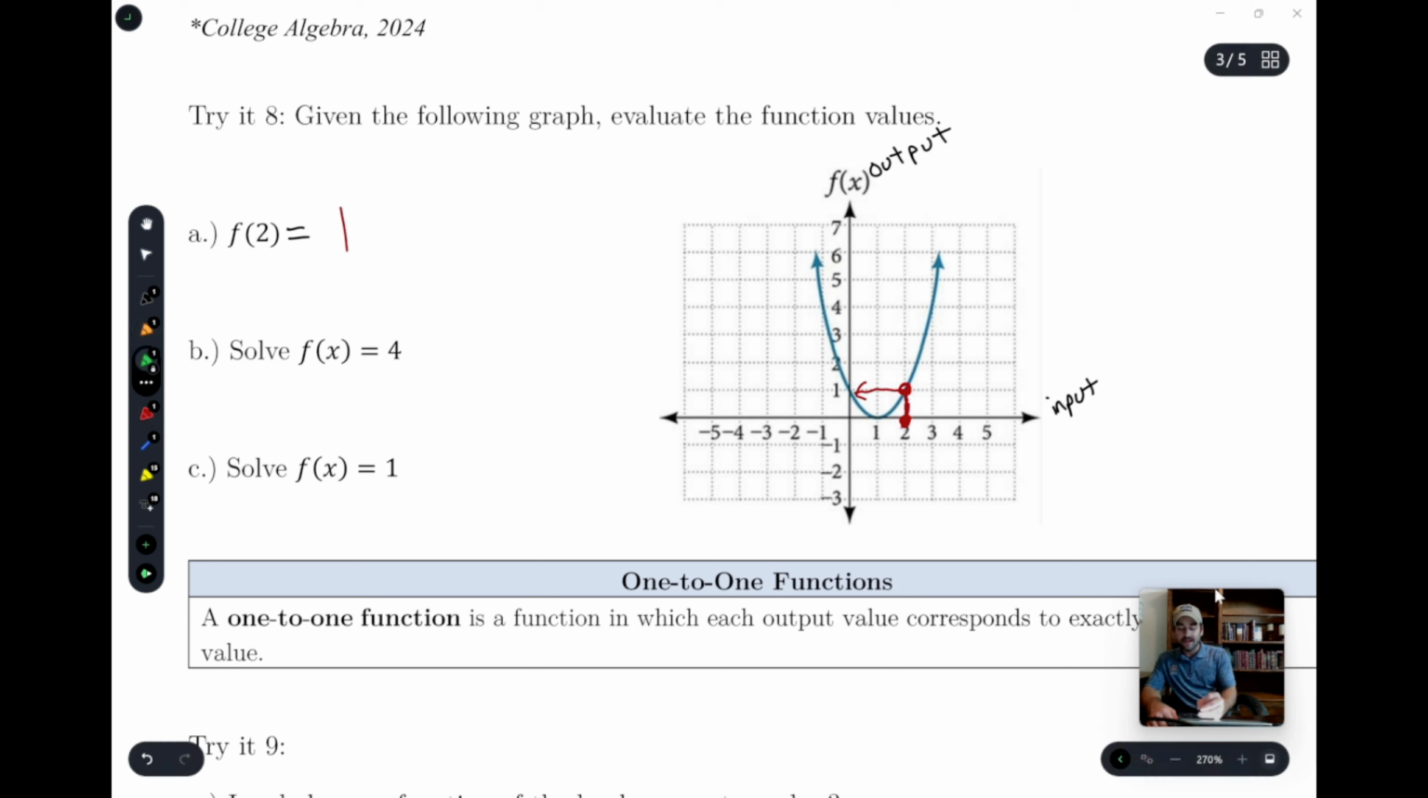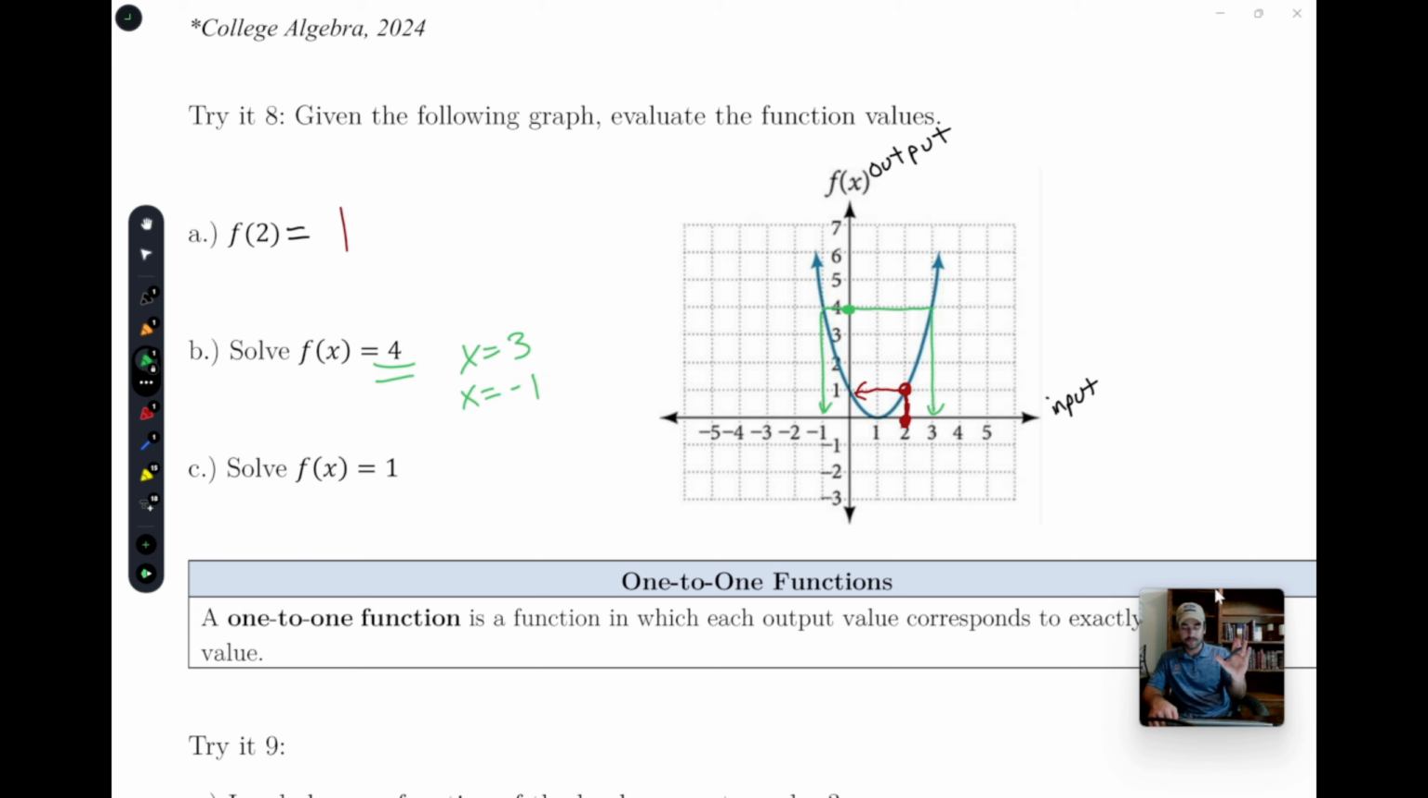And then vice versa. If we output 4, what did they input? We've got 2 different things that they could have input. Sorry if that audio was a little low. We've got 2 different things that they could have input, right? They could have input a negative 1, or they could have input a 3. And both are fine. X equals 3 and x equals negative 1 are both fine inputs.